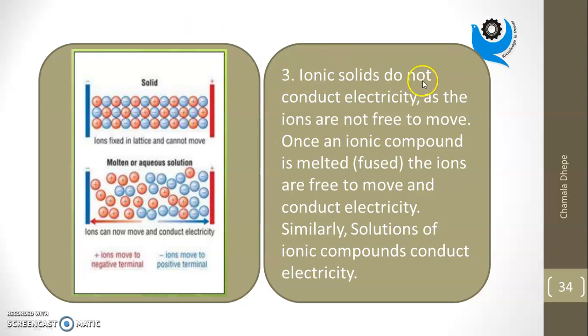Next, ionic solids do not conduct electricity as the ions are not free to move. Once the ionic compound is melted, the ions are free to move and conduct electricity. See here, two pictures are shown. Is it visible to you? In the first structure, it is the solid state. The ions are tightly arranged. There is no space. These ions cannot easily move from one place to another.